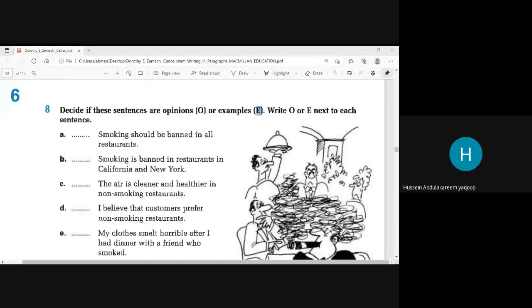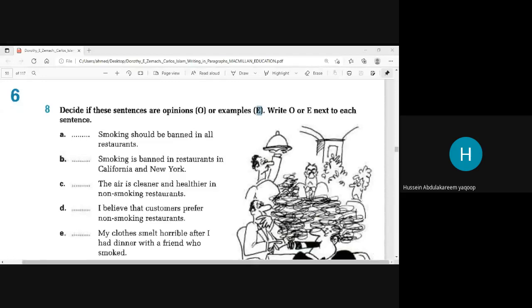Example. Thank you. Now let's move to Fatma Hussein, please. If I went to a smoky restaurant in Paris and I couldn't eat my food.